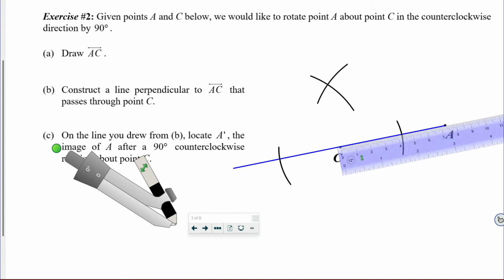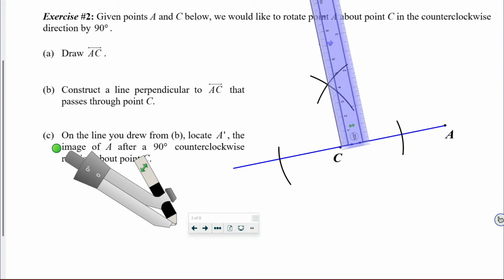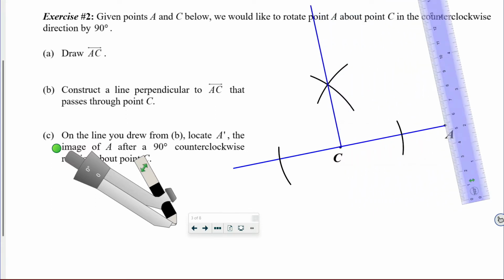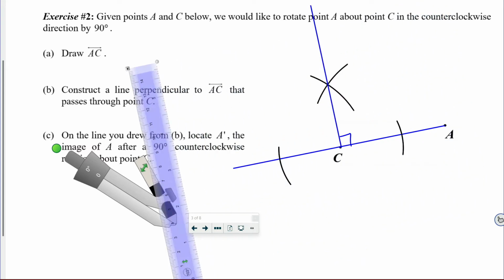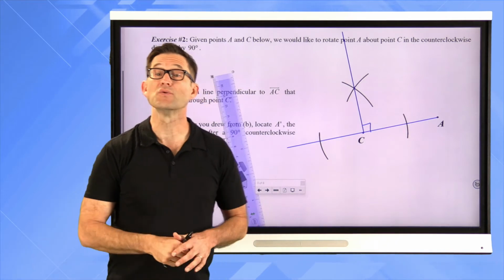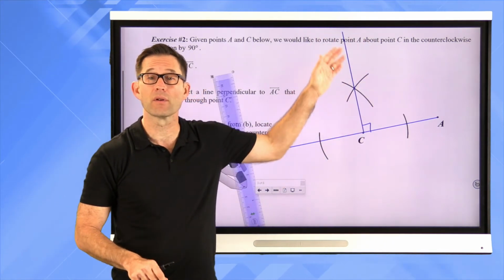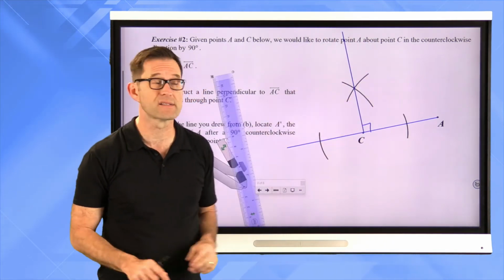I can now draw a line that passes through point C and the intersection points of those 2 arcs, right? What I know for certain is that that now is a 90-degree angle. Okay, so somewhere along this particular line, my image point has to lie.